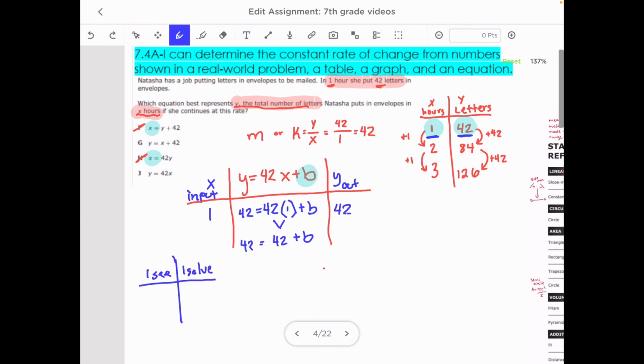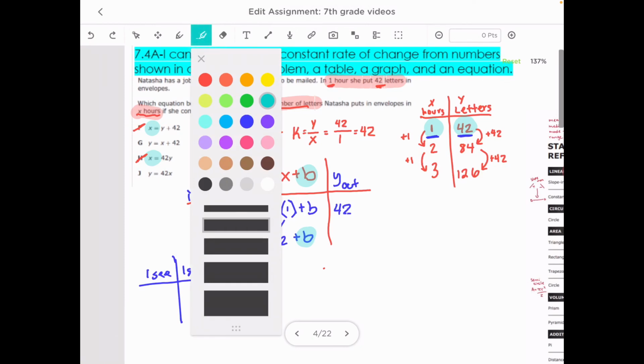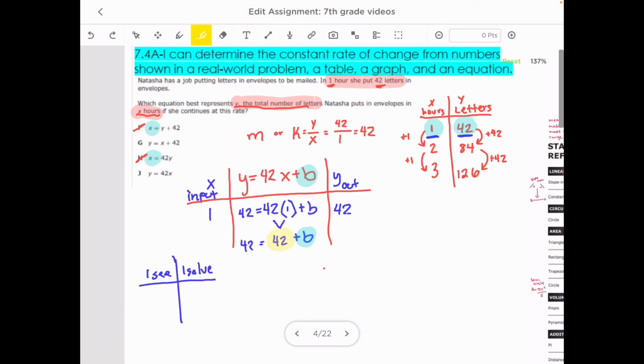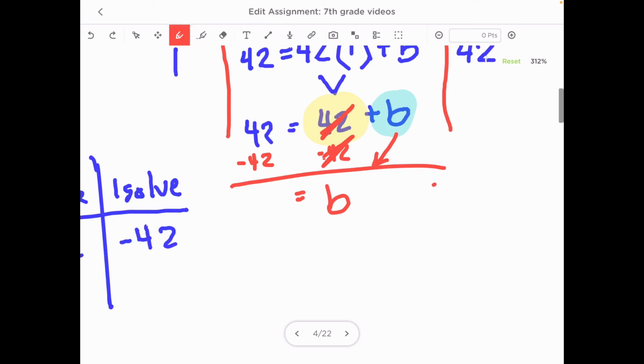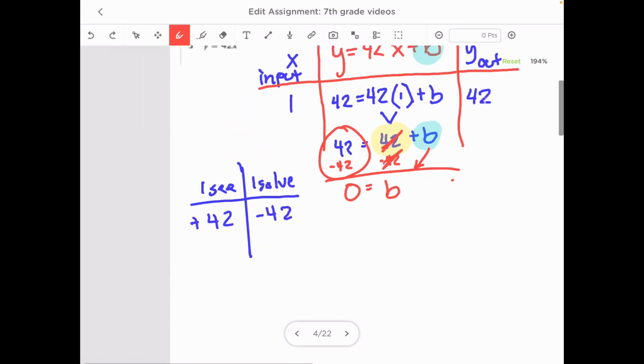Because I'm trying to get B by itself. Remember, this is my goal. So I see that we're adding 42. So the opposite of that is subtracting 42. So I'm going to subtract 42 from this side, but I'm also going to subtract it from the other side of my equal sign. 42 minus 42, these two cancel out. Now I have my B. And then 42 minus 42 over here gives me 0. So my B is going to be equal to 0, okay?